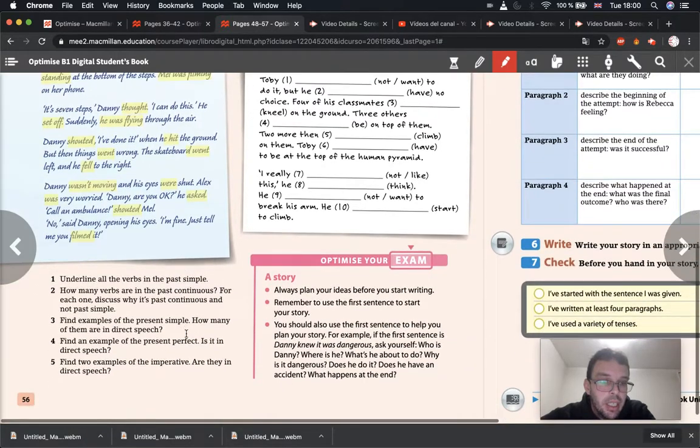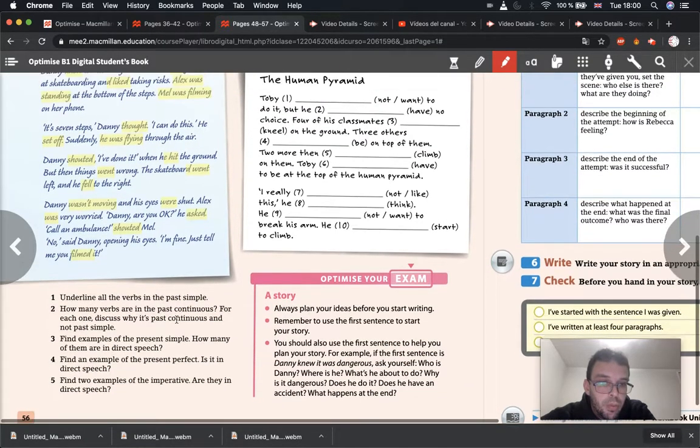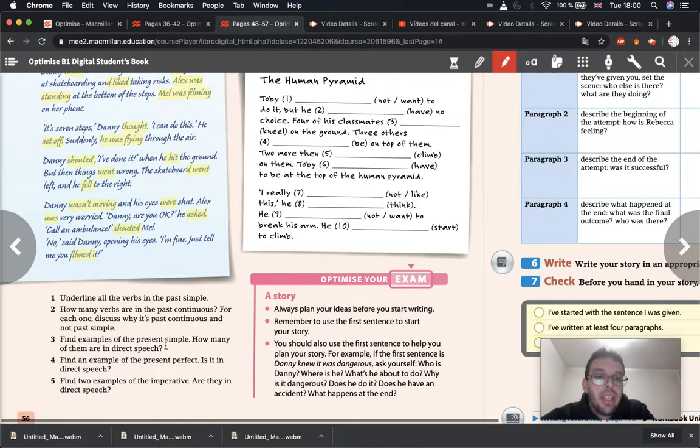Now, when we're telling a story, it's always good to put some direct speech in there to say what people said. And when we do this, we normally do it in present simple because it's sort of like at the time of the story. So when we use direct speech, normally it's present simple, or we can use imperative as well.